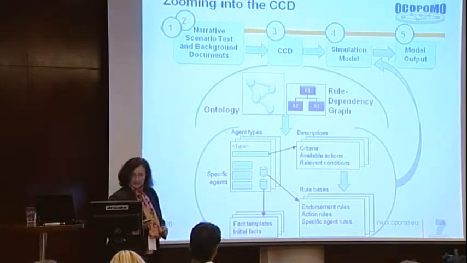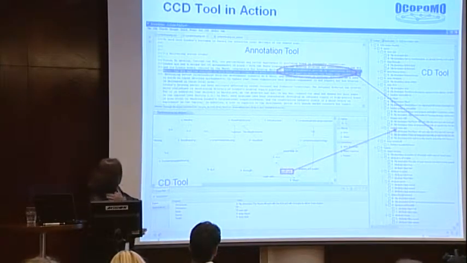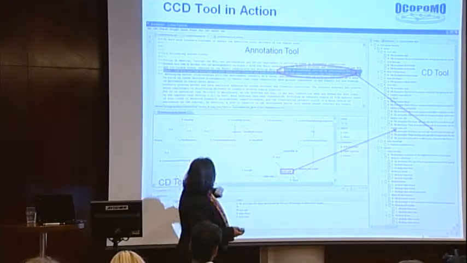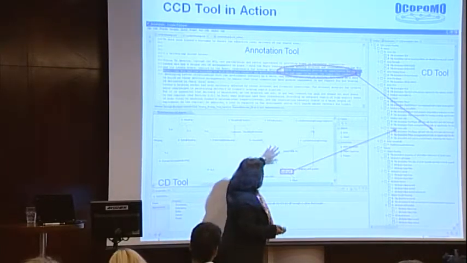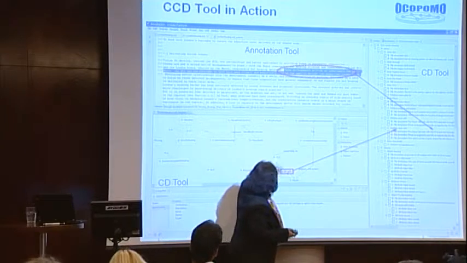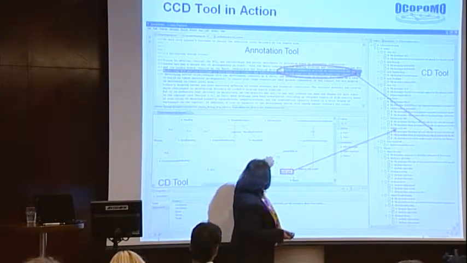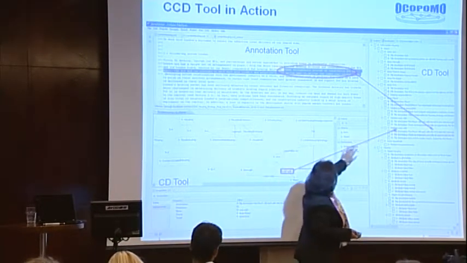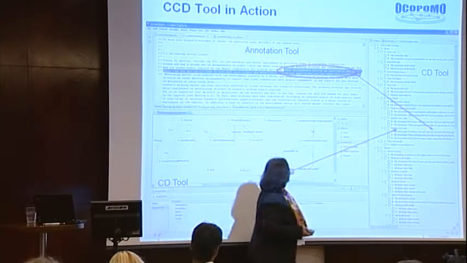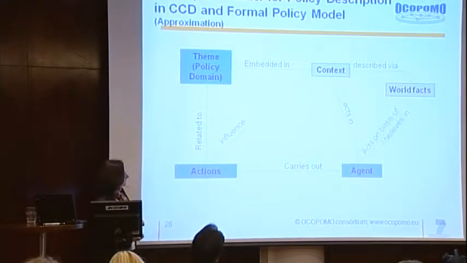Now, I think I will stop at this point. This is just a tool that we are developing in this project, where you have the scenario here and you highlight the text. This is, for example, a relationship. It's from a different policy case, which then becomes the conceptual model, and this is the ontology as such. And this tool helps them to develop the formal policy model.